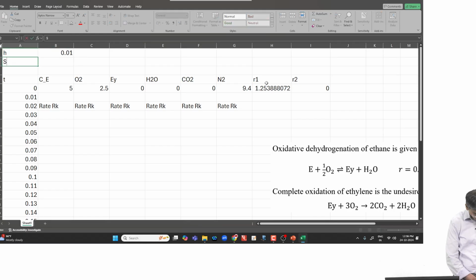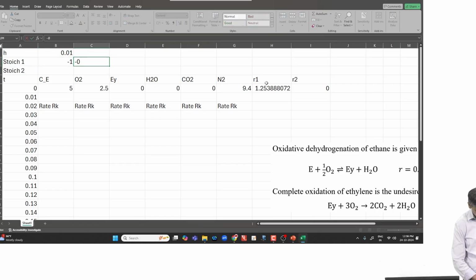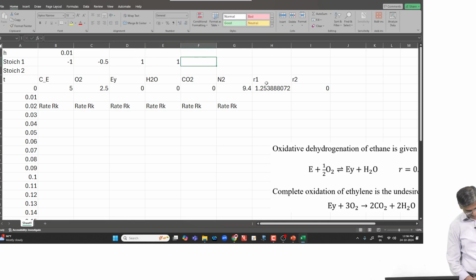So, stoichiometry of reaction 2. Stoichiometry of 1 is minus 1, minus 0.5, 1, 1, 0, 0. Stoichiometry of 2 is 0, minus 3, minus 1, 2, 2, 0.